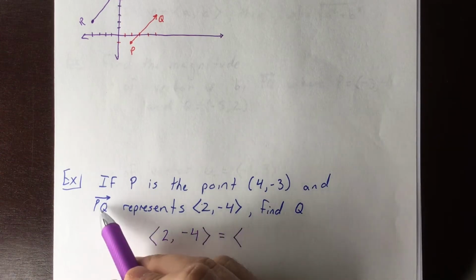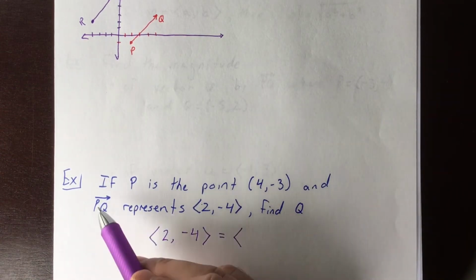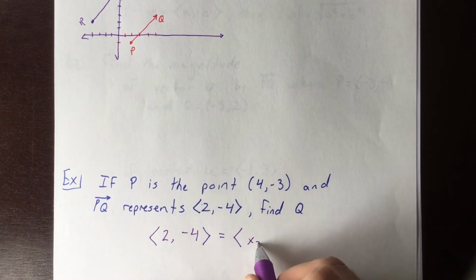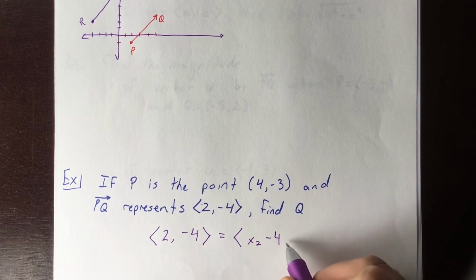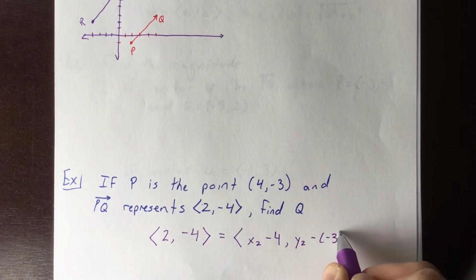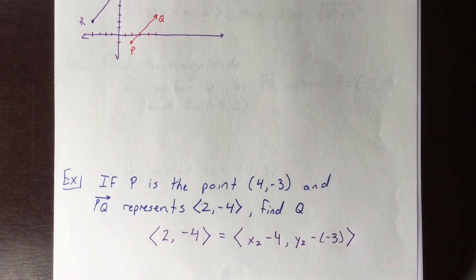Now for the Q, we're looking at the naming of the arrow. Q is the terminal point. So we don't know x2. We subtract 4, that'd be x1. And then we don't know y2 either. And that would be subtract negative 3. All right.